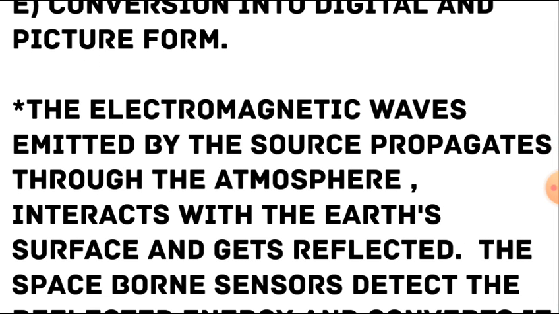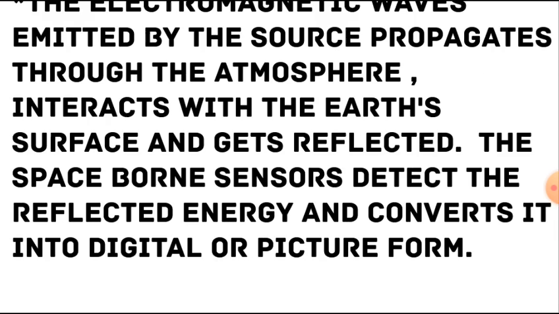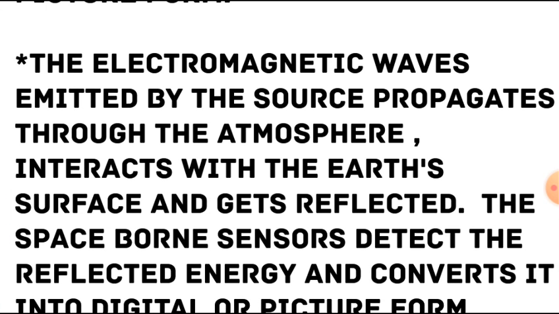The process is that the electromagnetic wave is emitted by the source. It propagates through the atmosphere. It interacts with the earth surface and gets reflected. The spaceborne sensor detects the reflected energy and converts it into digital or picture form. These are the steps involved in data acquisition, that is collecting the data.